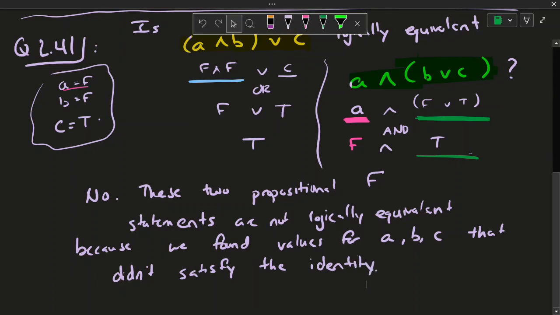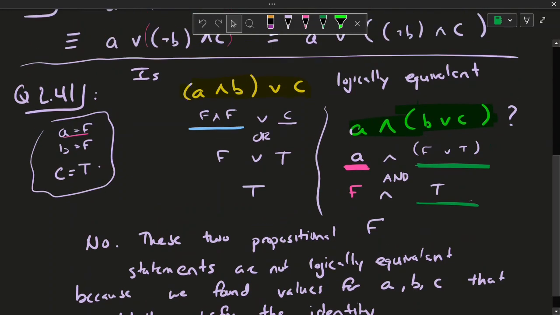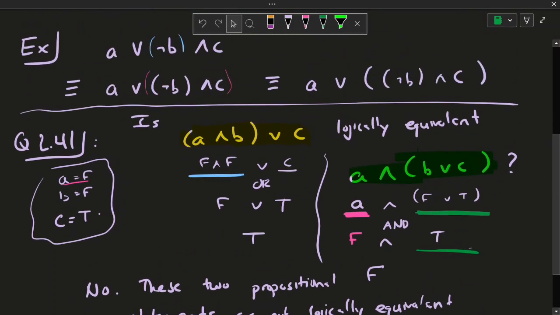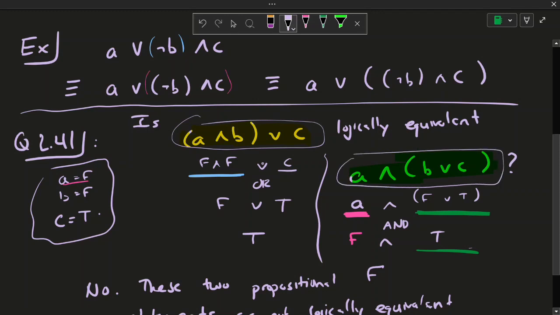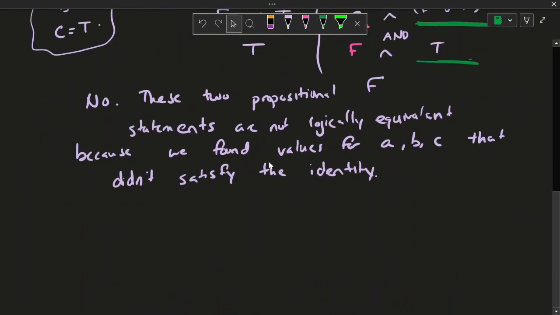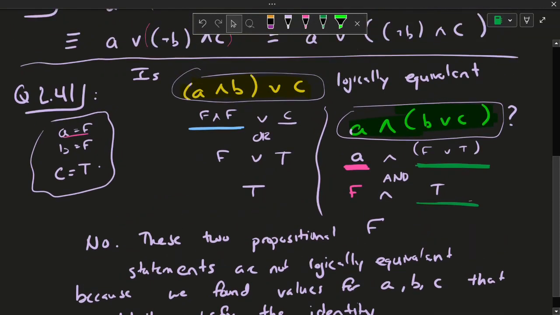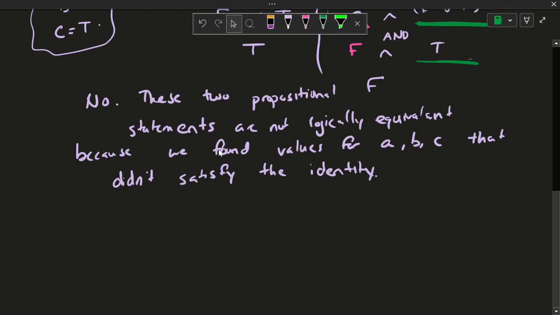You want to think of it the same way as you would think about it with some algebra. When I say these two propositional statements are not logically equivalent because we found values for A, B, C that didn't satisfy the identity, I'm really asking, are the one in yellow and the one in green logically equivalent? Is this some identity, kind of like an algebraic identity? And it's not true because we found values for those three variables such that they wouldn't equal the same truth value. The analogy here goes back to some algebra.